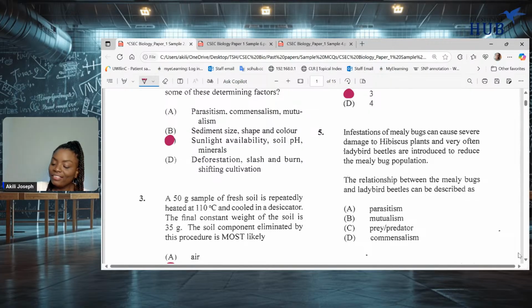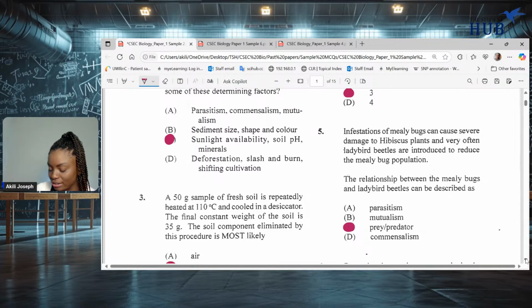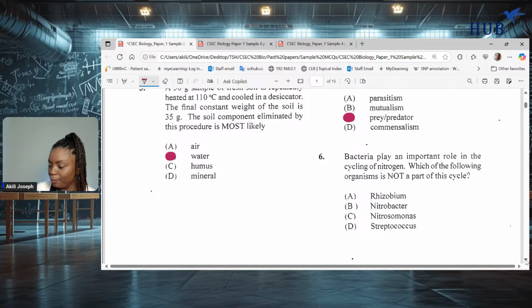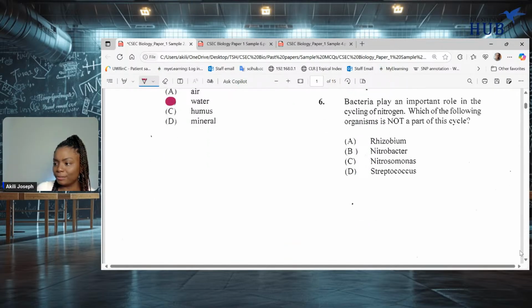But anyway, the relationship between the mealybugs and the ladybird beetles is described as, would that be parasitism, mutualism, prey predator, or commensalism? It's going to be prey predator, right? Because you're using one to naturally control the population size of the other, it's going to be a prey predator relationship, to be specific, which is a form of parasitism, but it's very specifically predator-prey, right? So we always have to pick the best answer of the options.